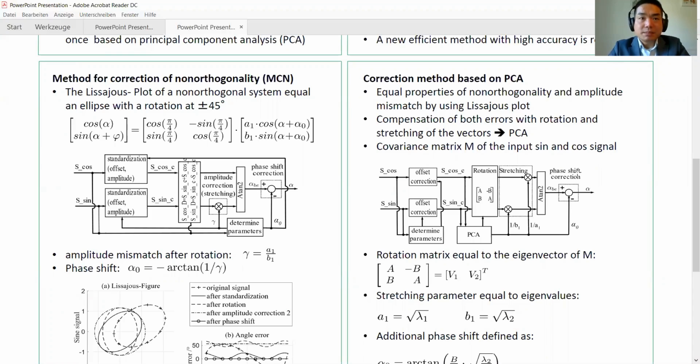I hope this method can help us to improve sensor applications.